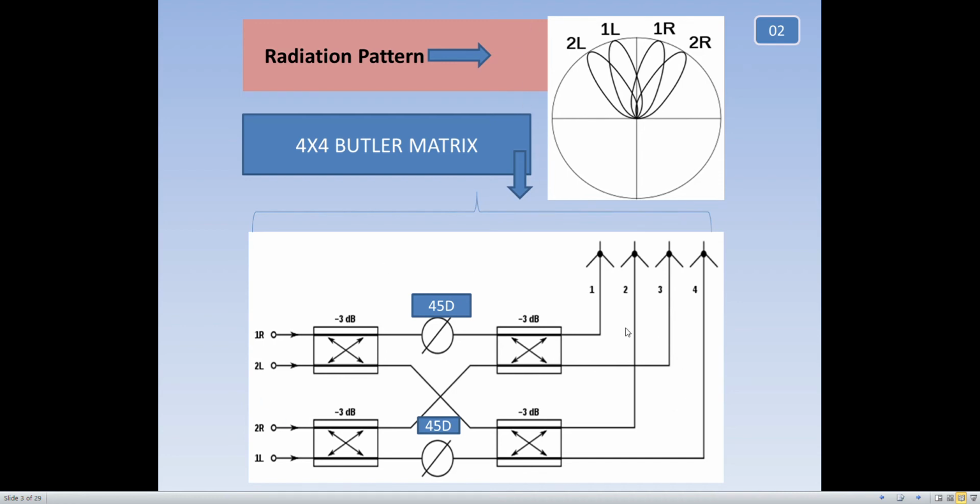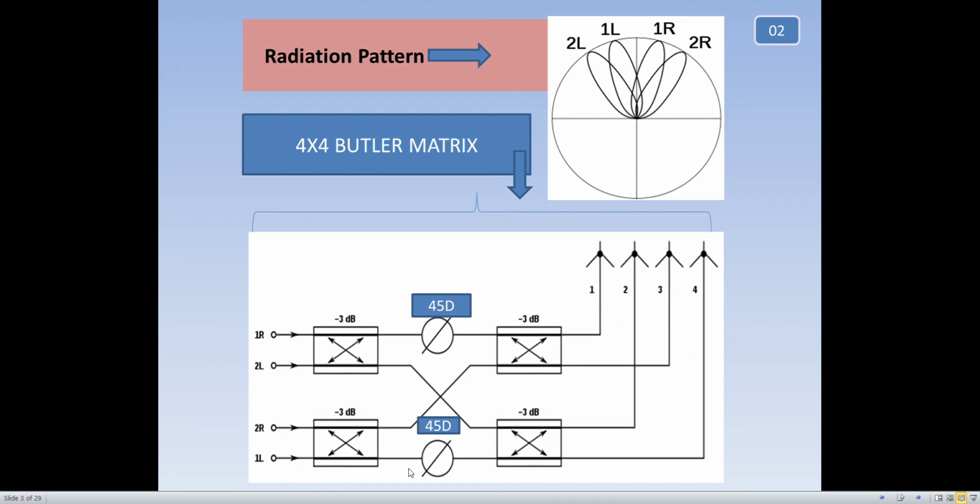Now this whole setup is mainly divided into two parts. This one is the second part, and this one is the first part. The first part is called the 4x4 Butler matrix network, and the second part is called the antenna array. We can see here this is the 4x1 antenna array. We are not here to design this part, like how to design the 4x1 antenna array, but obviously we are going for this 4x4 Butler matrix network.